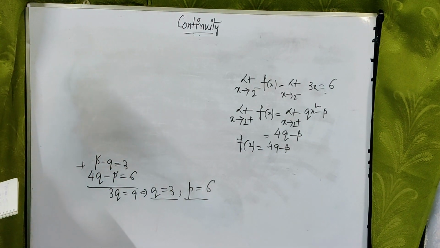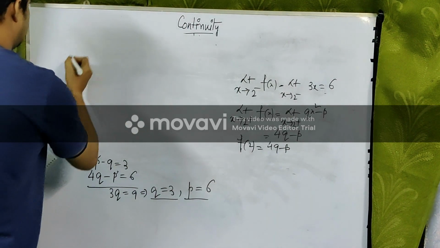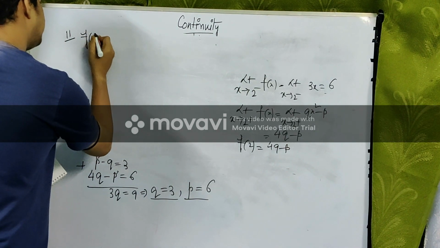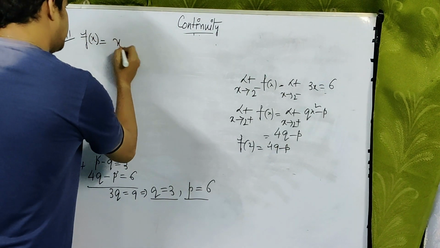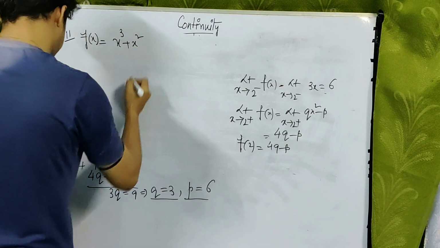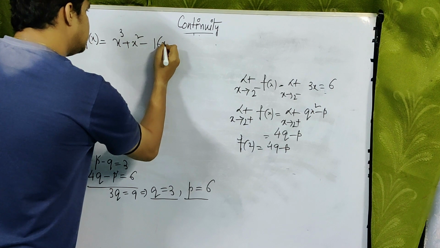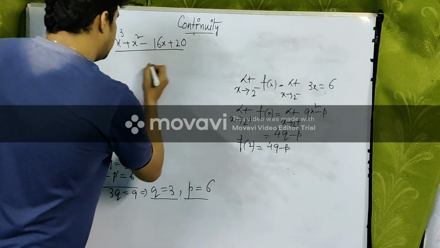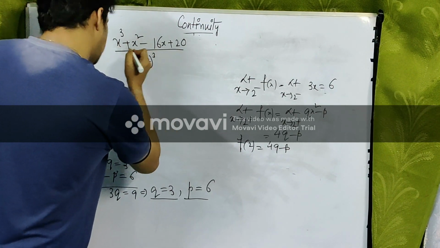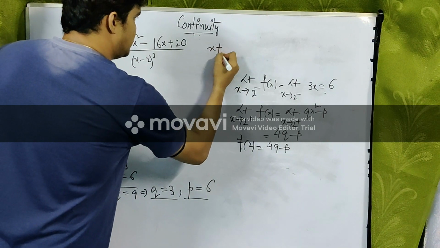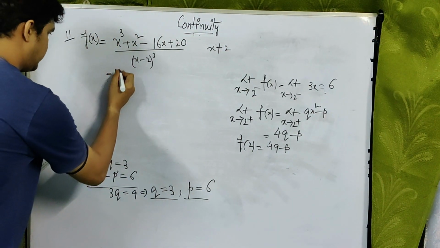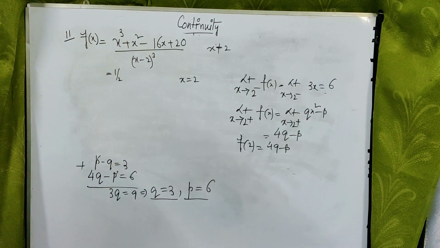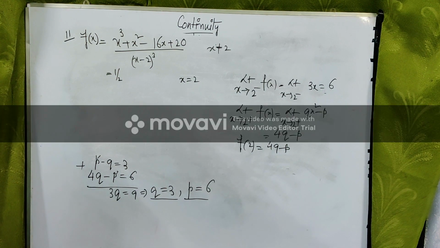Okay. So the next question is question number 11. If f(x) equals x cube plus x square minus 16x plus 20 by (x minus 2) whole cube, when x is not equal to 2, and it equals half when x equals 2. From here we have to check whether this function f(x) is continuous at the point x equals 2 or not.